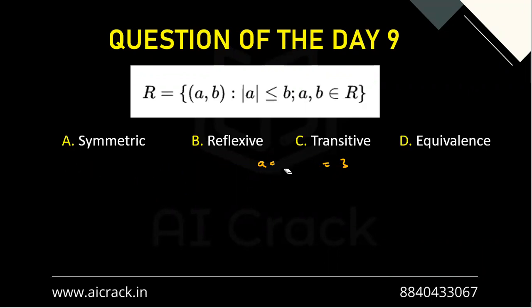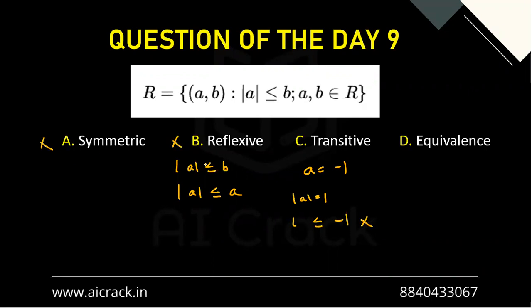Now let's look at reflexive. We have |a| less than or equal to b. And for reflexive, we'll write |a| less than or equal to a. And again, this is wrong. Let's say we have a as minus 1. In that case, |a| equals 1. 1 is not less than or equal to minus 1, right? This is not true. So that's why B is also not true. A is not true, B is not true.